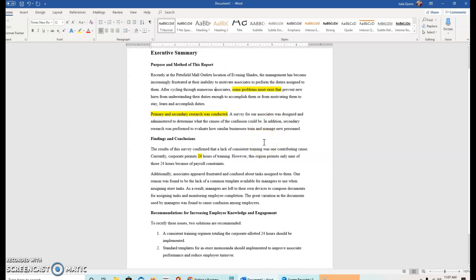Findings and conclusions. The result of the survey confirmed that a lack of consistent training was one contributing cause. Currently, you'll notice I highlighted 24, and if you look at the original, 24 was spelled out. Another way we can adapt a consistent academic style is by modifying and using the number rules of APA. The number rule of APA is to use the numeral for any number above 10. I went and double checked that, and so that's why I updated this.